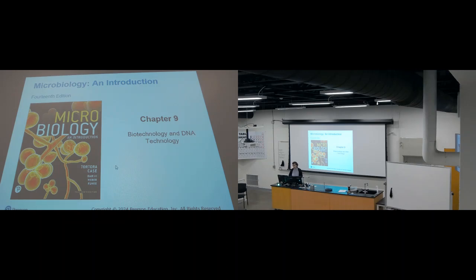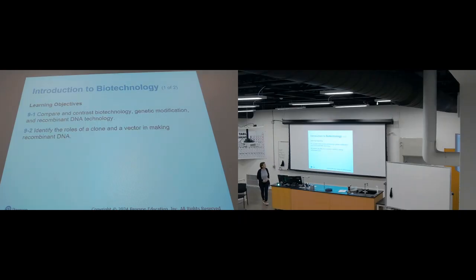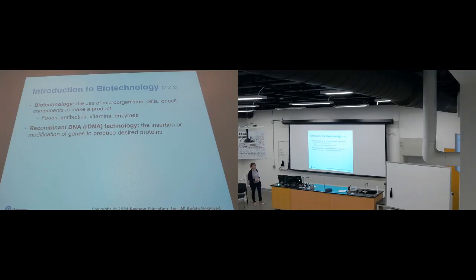So chapter 9 is about biotechnology and DNA technology. In this chapter, we're going to see what biotechnology is, what genetic modification and recombinant DNA technology are, and then we're going to see what the roles of a clone and a vector are in making recombinant DNA.